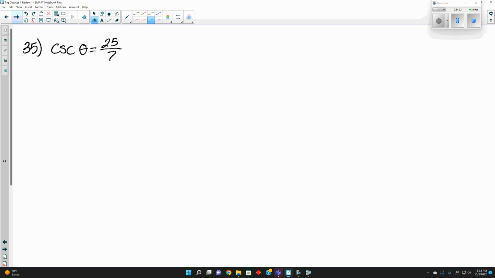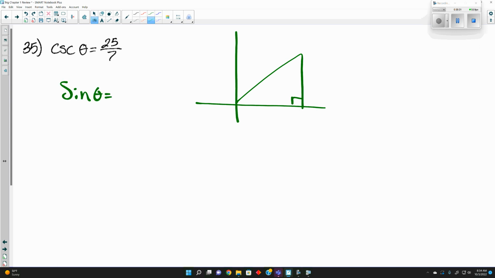Given a trig expression and theta is an acute angle, find the 5 other trig functions. Because it told us theta is acute, it means we're in quadrant 1. Now they tell us cosecant of theta is 25 over 7, yes? What does cosecant line up with? Sine of theta, yes? We just flip it, don't we?